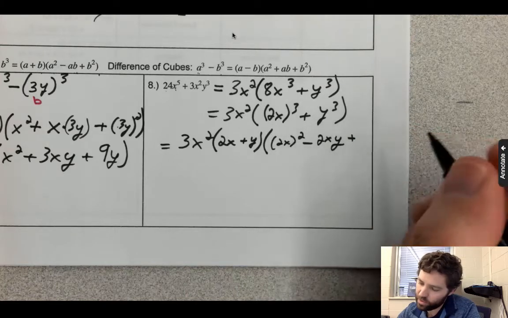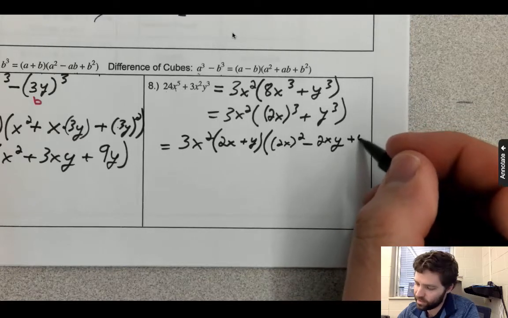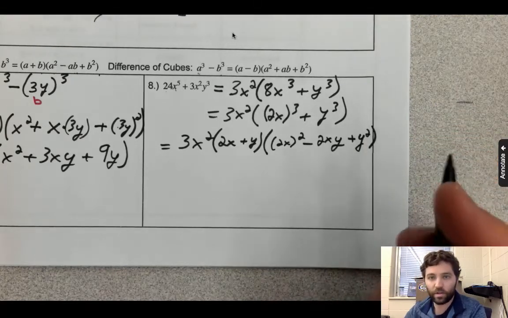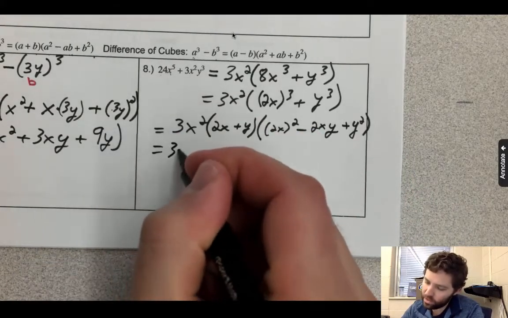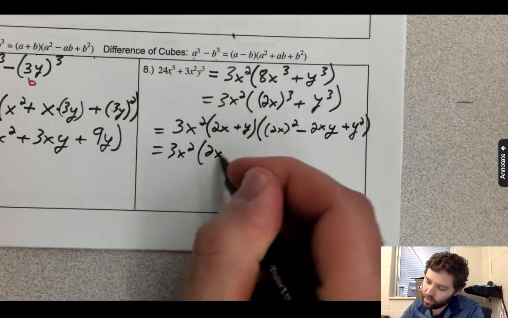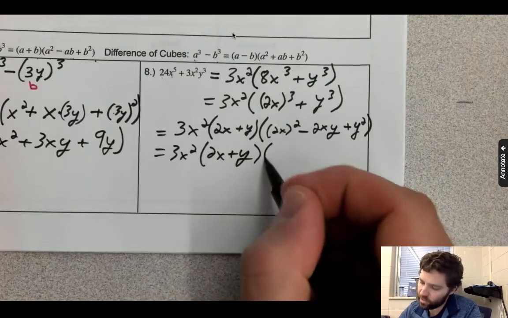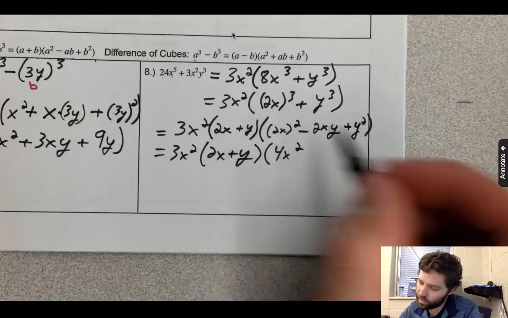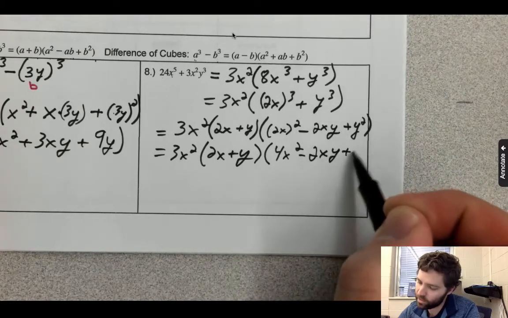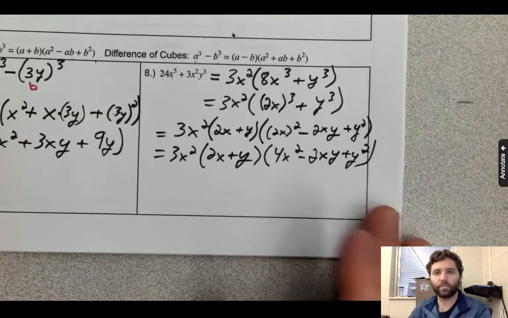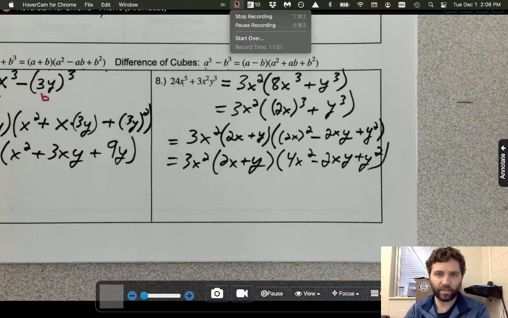Plus y cubed, so plus y, which was, or no, that's it, that's just y squared, excuse me, I said cubed, y squared. All right, and then we just clean this up and then we're done. So 3x squared, 2x plus y, nothing changes there. Then we have 4x squared, when we multiply that out, minus 2xy plus y squared. And then we're done, okay? So that's the factored form of that expression.